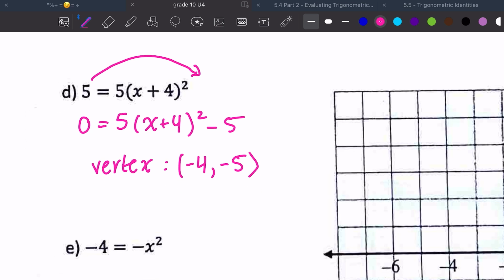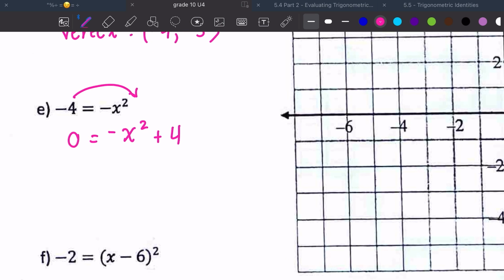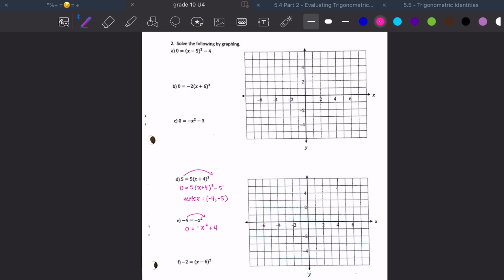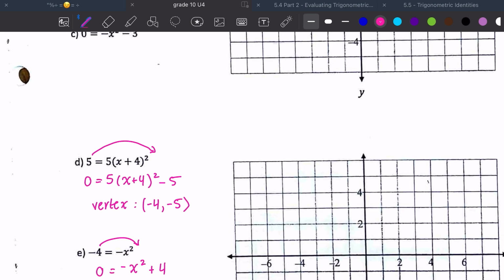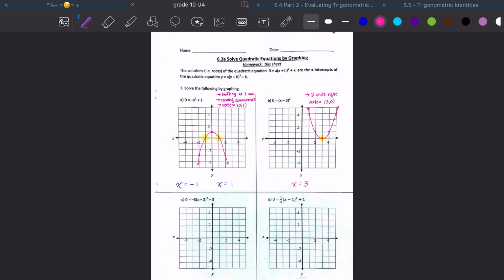Now you can graph. Same thing with this one. If I bring over -4, this is really going to be what? -x squared plus 4. Exactly. Which you can see, I shifted 4 units up and I'm reflecting downwards. So when you have something that's not 0, just bring it over, make it equal to 0, and then graph. Then state whatever the solution is in this space here if you have room.